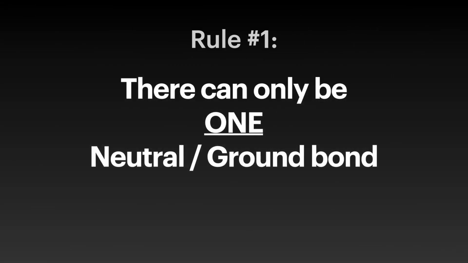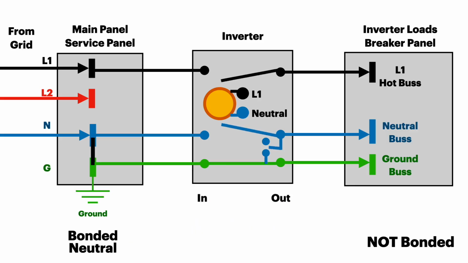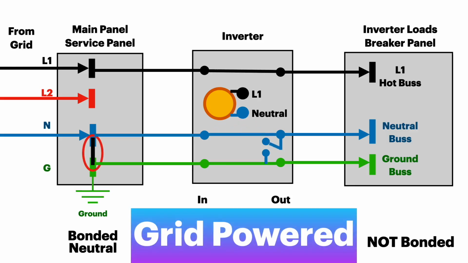Okay, so remember from the first 2 videos, rule number 1, there can only be one neutral ground bond. And now we're going to add on to that. There can only be one neutral ground bond at a time. So there can be more than one ground bond, and it can change, but only one can be active at a time. Also remember, electricity always tries to return to the source. Okay, when we're in grid mode, our source is, of course, the grid, and our bond is in the main service panel, which would take a ground fault and return it back to the grid.